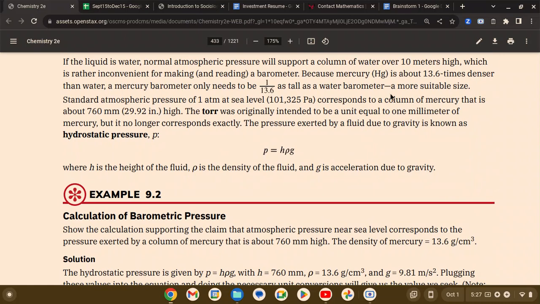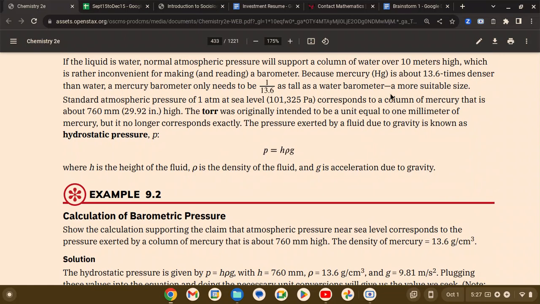If the liquid is water, normal atmospheric pressure will support a column of water over 10 meters high, which is rather inconvenient for making and reading a barometer. Because mercury is about 13.6 times denser than water, a mercury barometer only needs to be about 13.6 times shorter than a water barometer, a more suitable size. Standard atmospheric pressure of 1 atmosphere at sea level corresponds to a column of mercury that is about 760 millimeters high. The torr was originally intended to be a unit equal to 1 millimeter of mercury, but it no longer corresponds exactly.